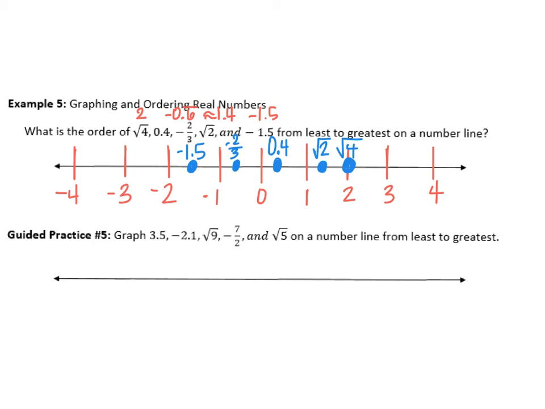If they asked you to relist them from least to greatest, all you would have to do is look at your numbers from left to right and list them from left to right. Okay, you can pause it here, but I'm going to show you how to do it in just a second.